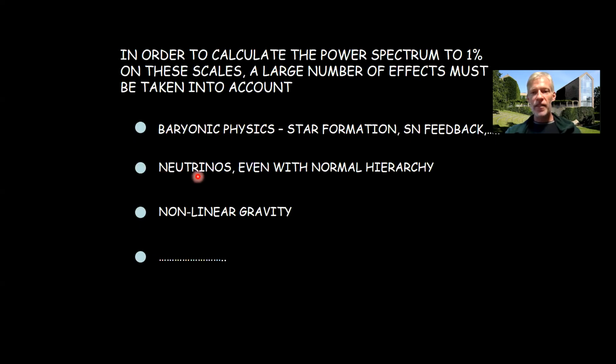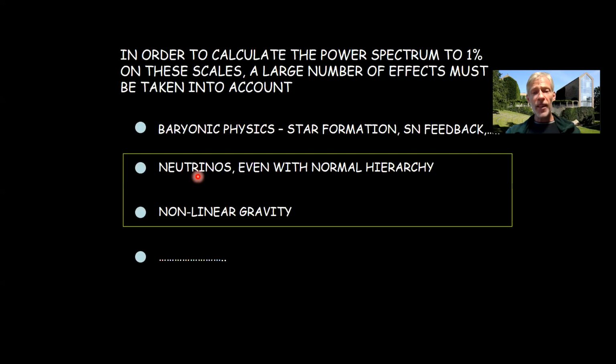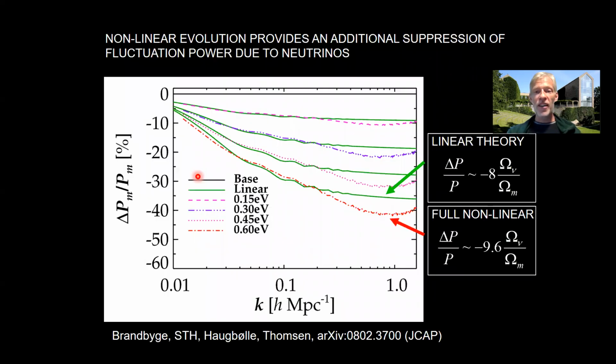But neutrinos are important, certainly at the percent level. We know that already from linear perturbation theory. And this is what we have been looking at. So let me just show you a very early example of such a calculation based on n-body simulations. It's more than a decade old.